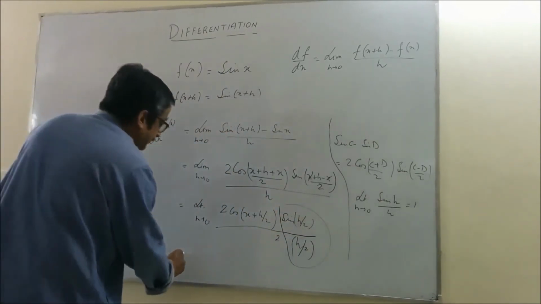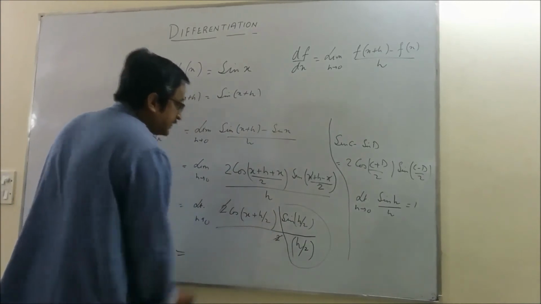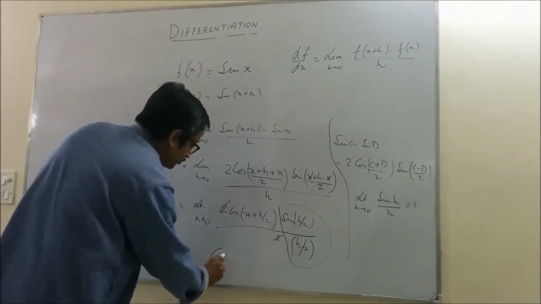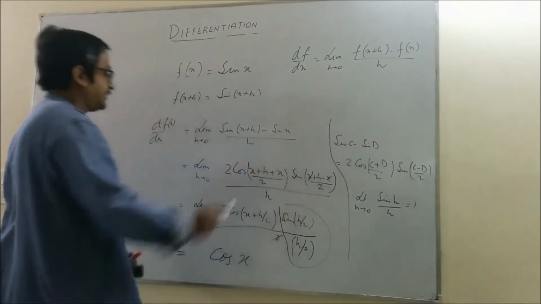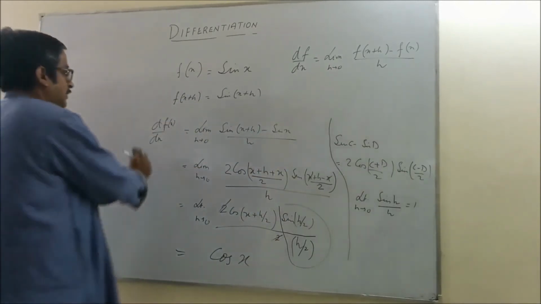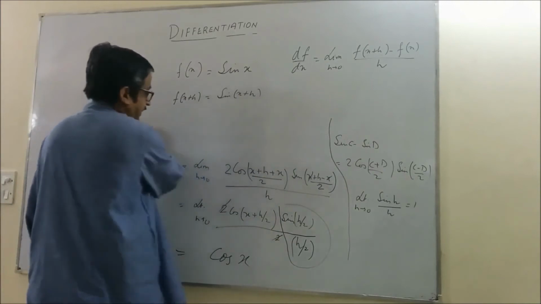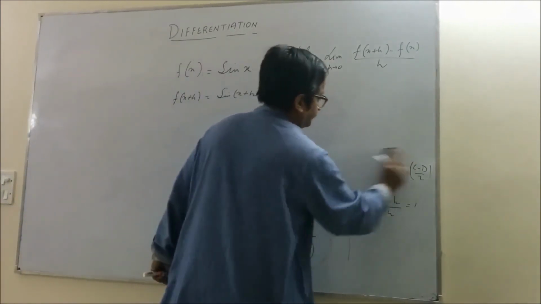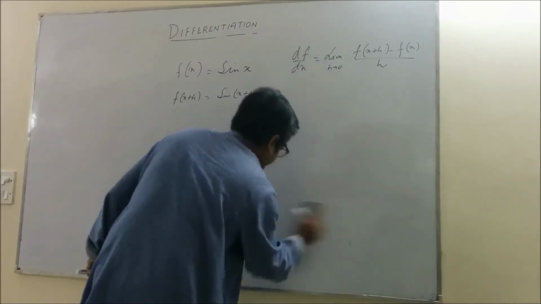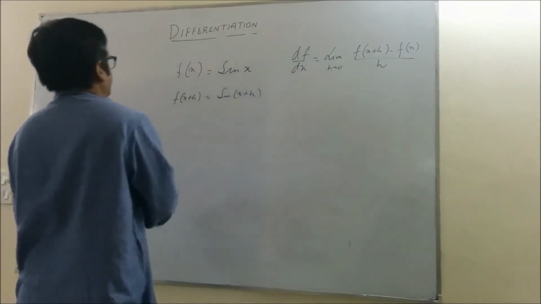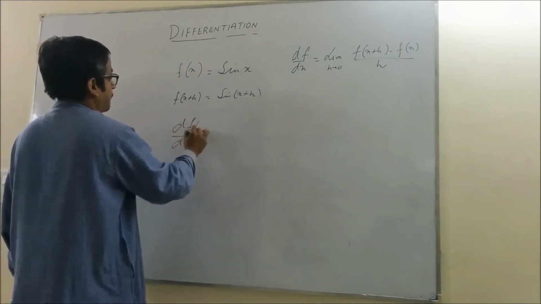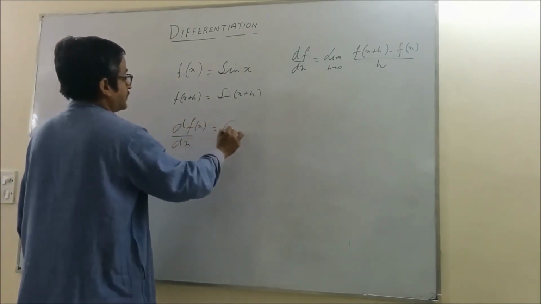So if I take the limit, 2 gets cancelled. This is 1, this is 0. So I get cos x. So I finally get the result: if this is the case, then df/dx is cos x.